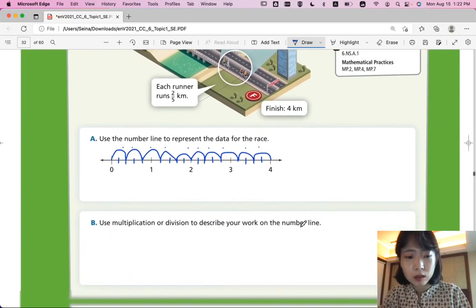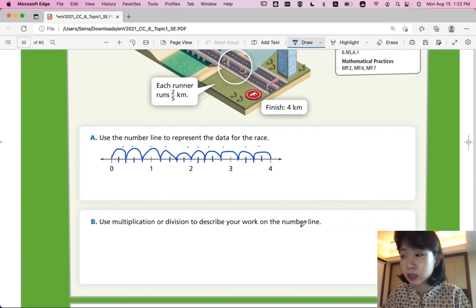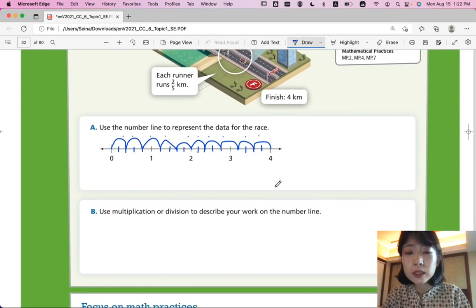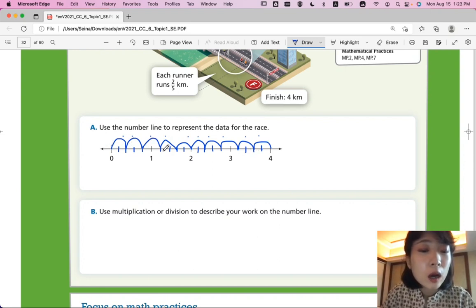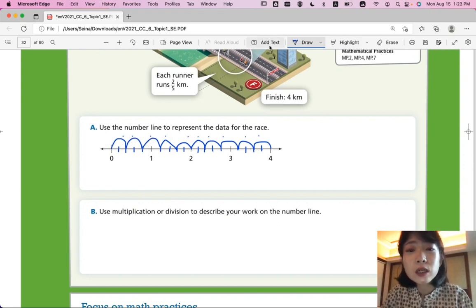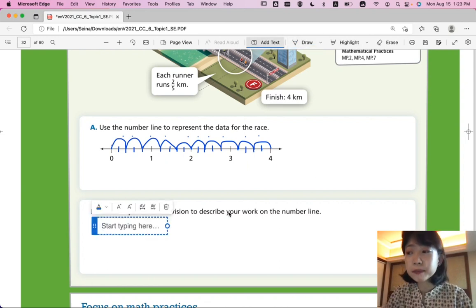So part B, use multiplication or division to describe your work on the number line. So how do you describe your work on the number line? What did we do? What do the bars represent? What do the round circles represent, right? So we're going to describe that.